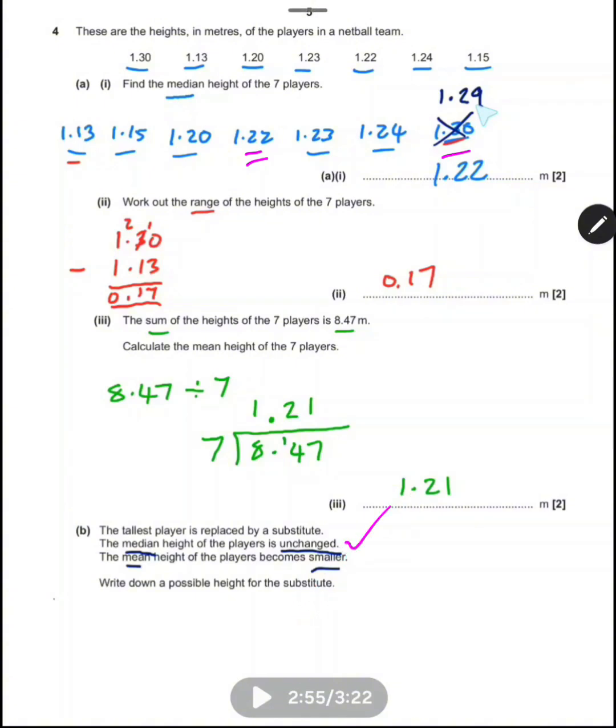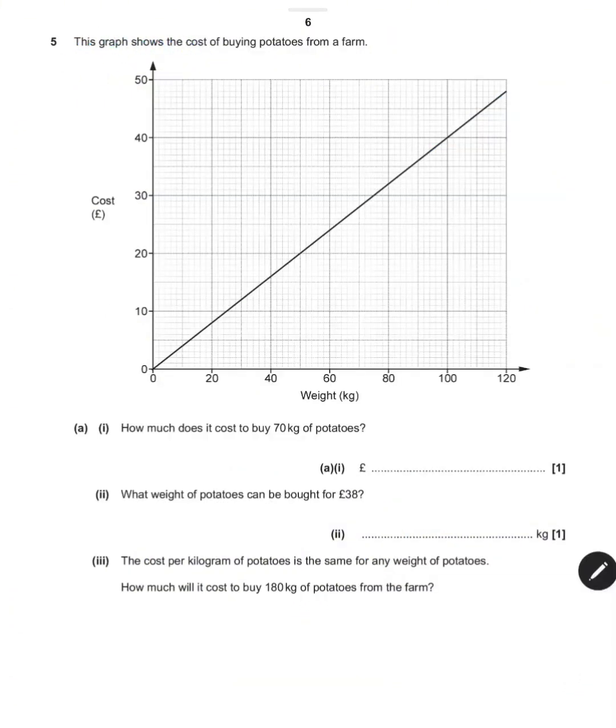still be 1.22. So question 5, we've got a graph that shows the cost of buying potatoes from a farm, and it's based on the weight. So here we've got the weight of the potatoes, and then at the side we've got the cost for that weight. It says, how much does it cost to buy 70 kilograms? Well, here's my kilograms, here's 60. 70 must be in the middle there, 60, 70, 80.